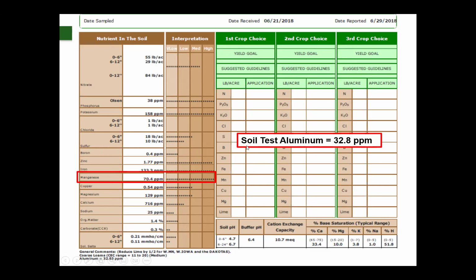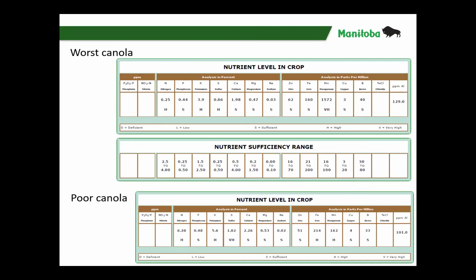Now, soil test aluminum is not on your typical soil test. That becomes an add-on. We don't normally look at aluminum in a soil test because it's not a necessary nutrient to take a look at. But in this particular case, they asked for that additional test because we wanted to know whether or not aluminum was actually at toxic levels causing problems in the plant.